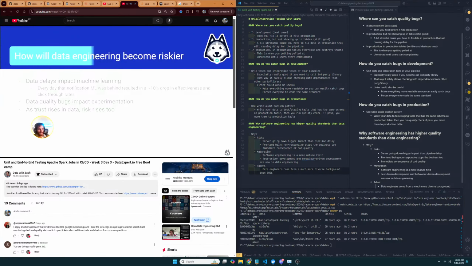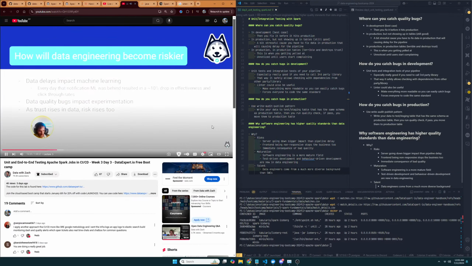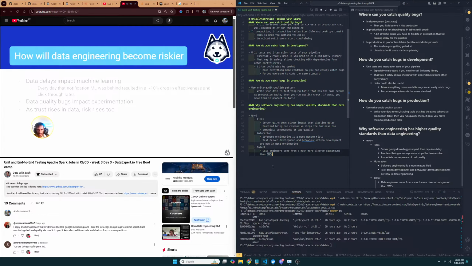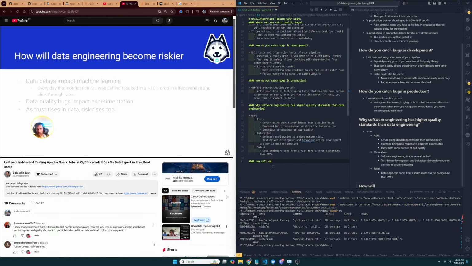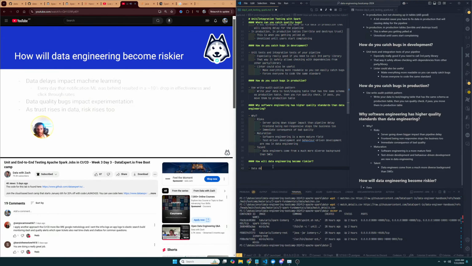So how does data engineering become riskier? This is a good one. When I worked at Airbnb, I worked with a machine learning algorithm called smart pricing. For a lot of hosts on Airbnb, they don't even pick prices at all. They let AI/ML do it. I was responsible for the data that fed into that algorithm, and that algorithm was responsible for a very large chunk of Airbnb's revenue.